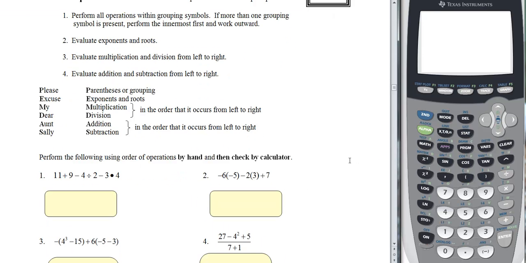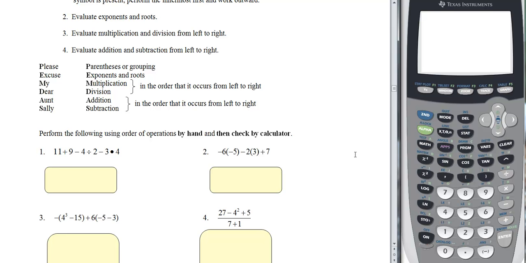So what I need to do here is perform the following using order of operations. I need you to first do it by hand. Your calculator knows how to do it, but also being able to put it in correctly is another issue.